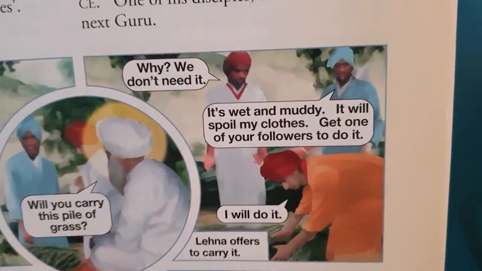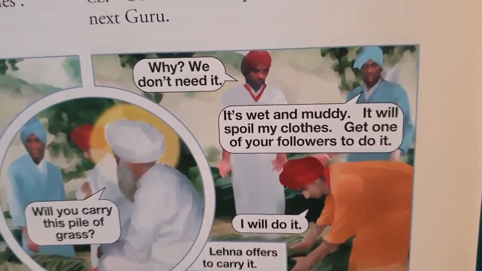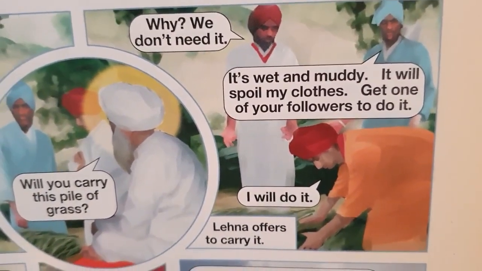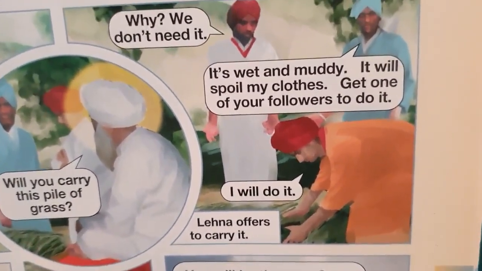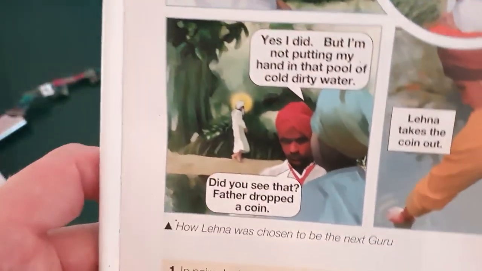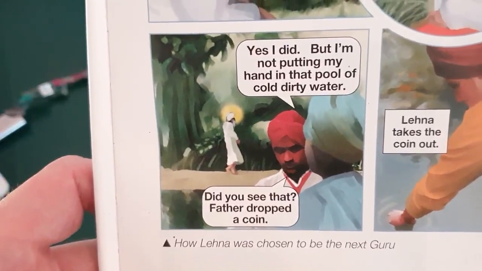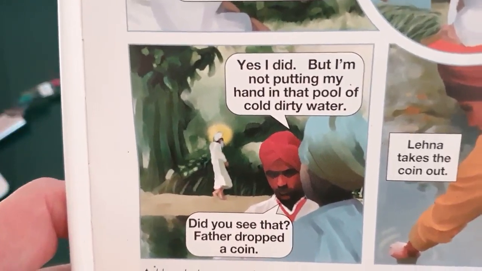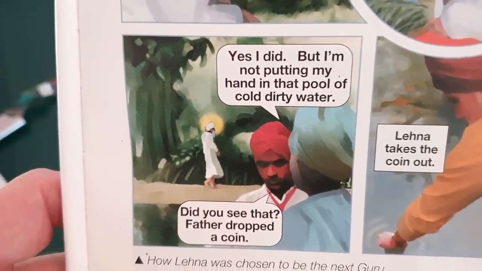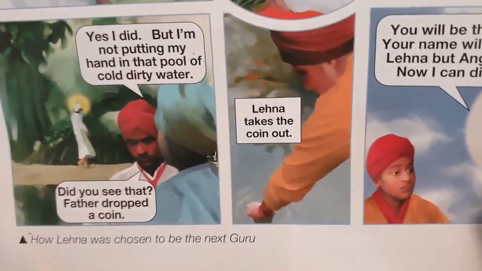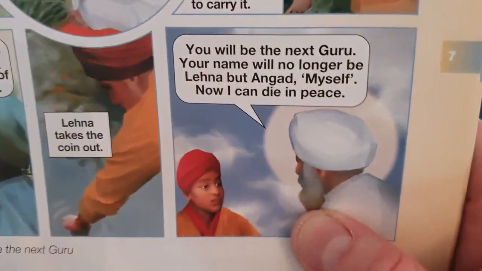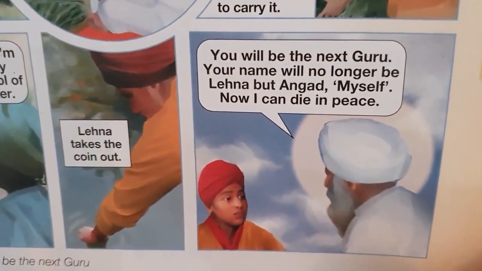And one of them says, why? We don't need it. And the other one says, it's wet and muddy. It will spoil my clothes. Get one of the followers to do it. And this person comes along and says, I will do it. And so Guru Nanak then says, did you see that? Father dropped a coin. Yes, I did, but I'm not putting my hand in that pool of cold, dirty water. So they're not getting his coin for him. But again, Lena takes the coin out. And then Guru Nanak says to Lena, you will be the next guru.